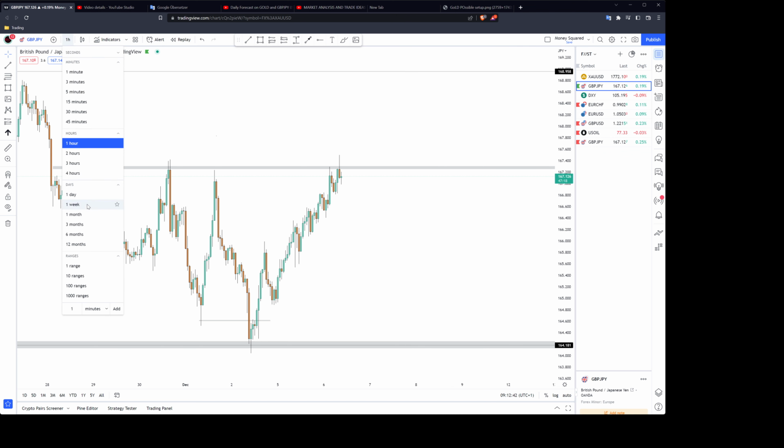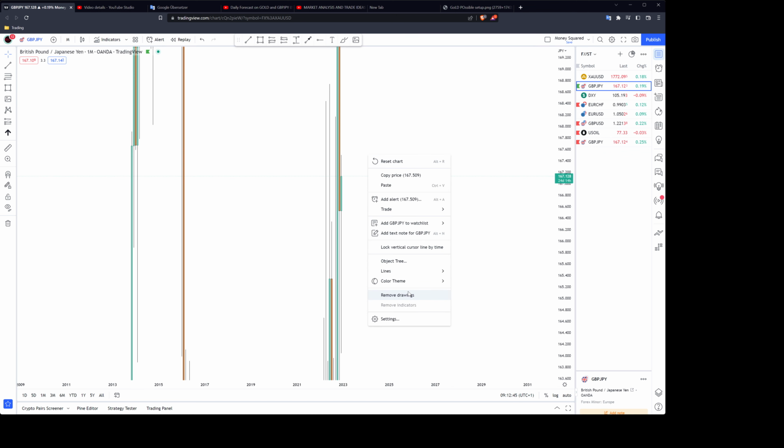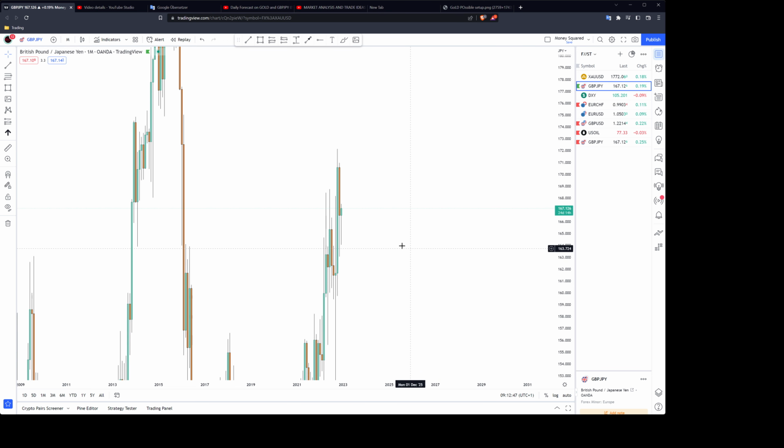On GBPJPY we have, let's go ahead and clean the drawings. We have our monthly time frame flipping now bullish after creating this lower wick. We failed to break the previous monthly low.